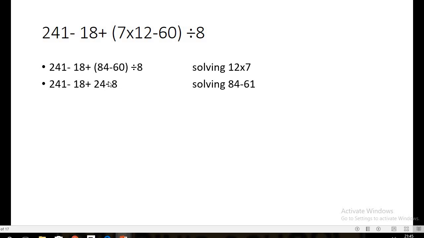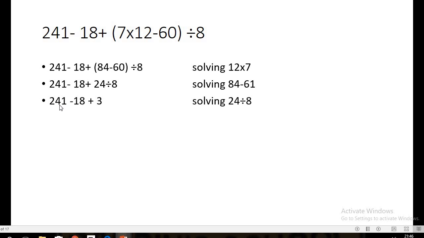Now 24 divided by 8 gives us 3. Why have we chosen divide? Because according to BODMAS, D comes before addition and subtraction. So 24 divided by 8 gives us 3, and now we are left with two operations, addition and subtraction.